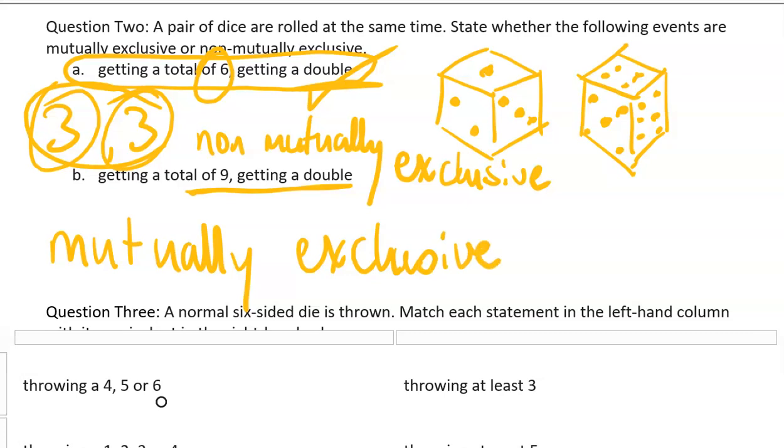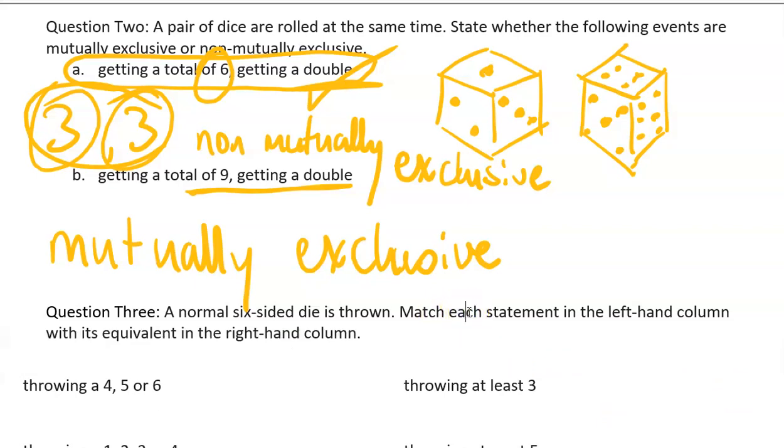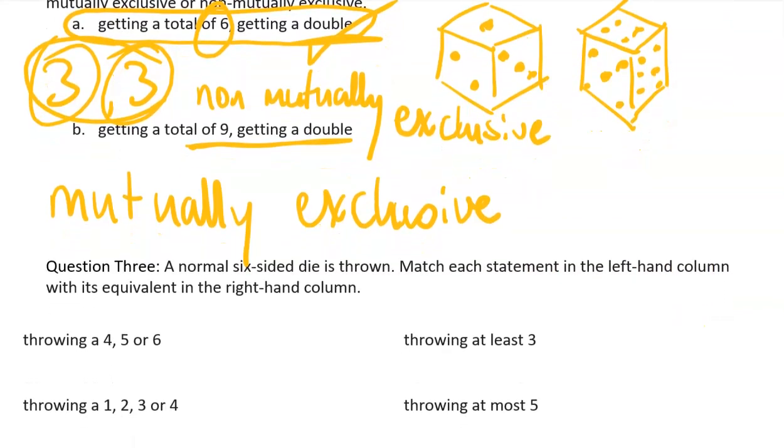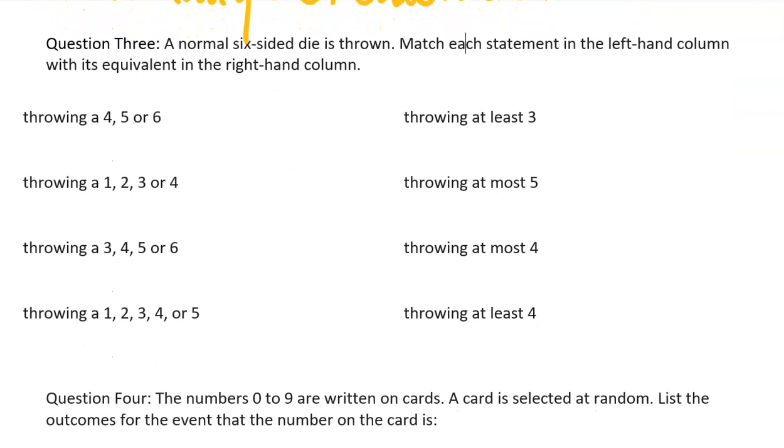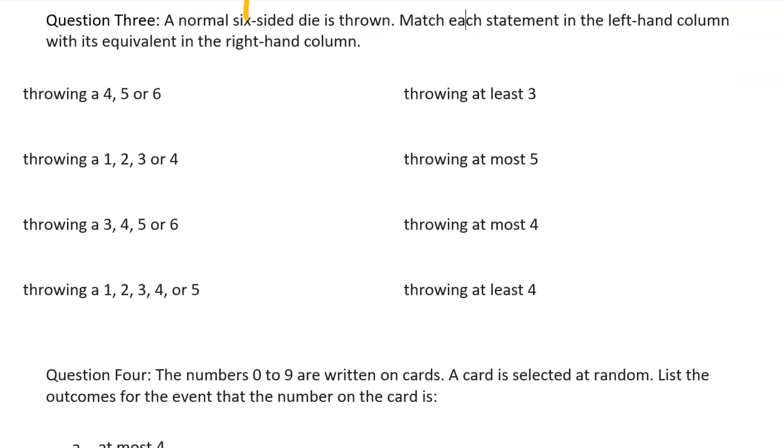Okay, question number 3. A normal 6-sided die is thrown. Match each statement in the left-hand column with its equivalent in the right hand. I would like for you to, again, stop the video, go ahead, have a go at doing it for yourself, and then you can check with me as I do it.